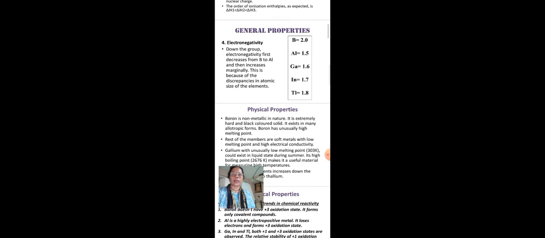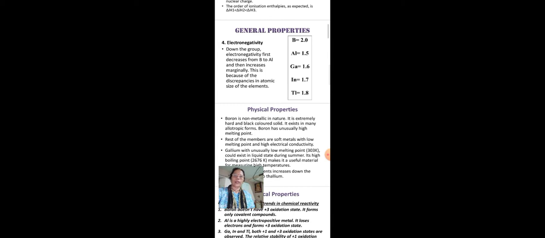Next property is electronegativity. Down the group from boron to thallium, we can see clearly that the values are somewhat lower, though for indium and thallium it increases a little bit. Electronegativity first decreases from boron to aluminum and then increases marginally. This is because of discrepancies in atomic size of the elements.